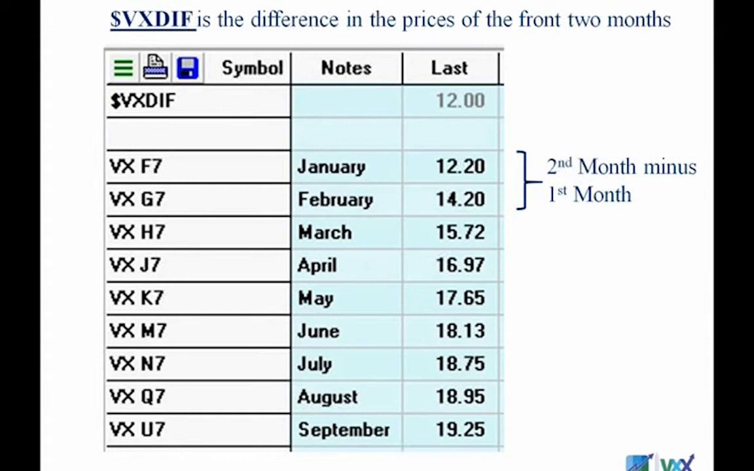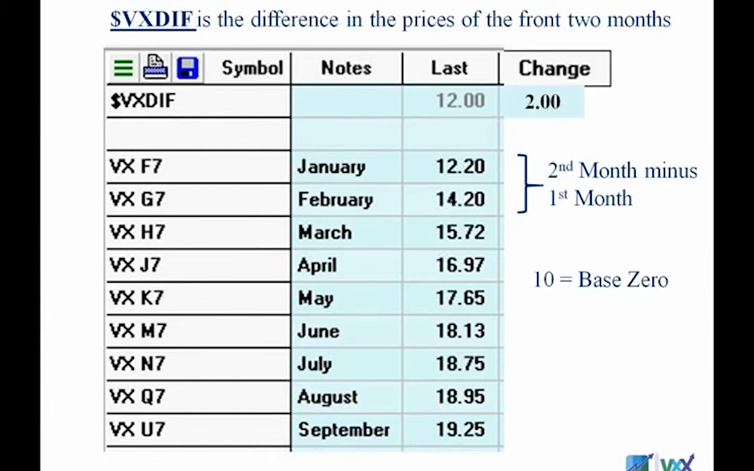There's a little joke, but in any case, what we do in option view is post that difference in the change column 2, and then we use 10 as a base 0, so that if the price structure is downward and it's a negative VIX diff, the difference between those front months, well, then we would be underneath 10, something in the 8s, the 9s, etc.